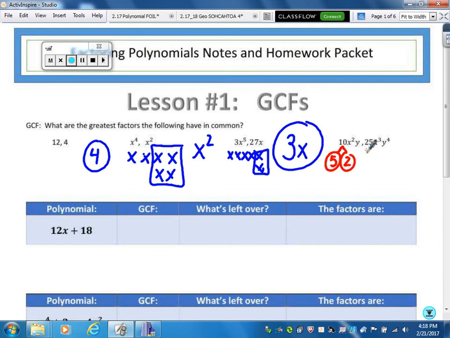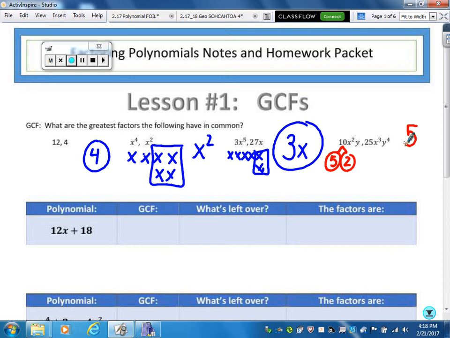Does your larger one go into it? Again, we're looking for the greatest thing, so we always want to start up as high as we can. We tried 10 first, and now we're breaking it down to 5 and 2, so we're going to go to the next biggest one, 5, and see if it goes into 25. And it does. So 10 and 25 are both divisible by 5, the biggest number that goes into both of them.